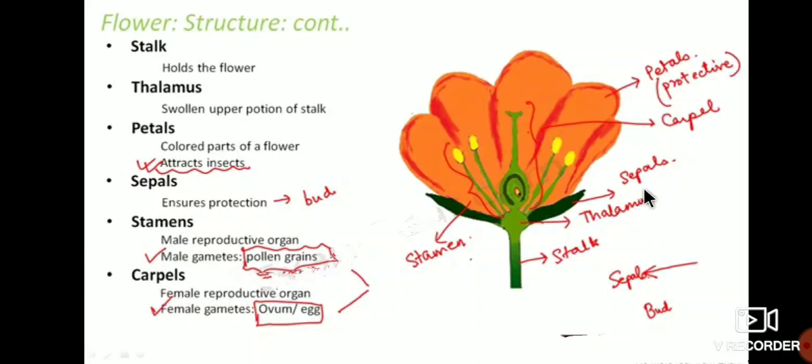Next one is carpels. This carpel is called as female reproductive organ. In this carpel, female gametes are ovary or ovum or egg. We call that one as ovum or egg. This is present in carpel. This carpel is called as female reproductive part, and this stamen is called as male reproductive organ. In this one, pollen grains will be there. These are the male gametes. So when both male gametes and female gametes fuse, fertilization takes place, then formation of zygote, and then there will be a growth of new plant.